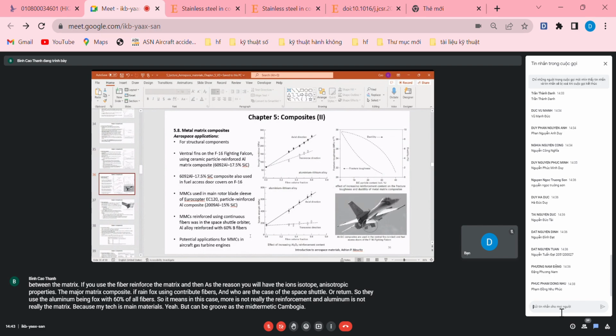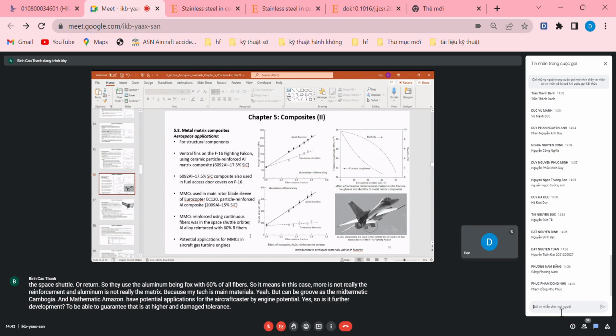And metal matrix composite has potential applications for the aircraft gas turbine engine. Yes, potential. So it needs further development to be able to guarantee that it has higher damage tolerance.